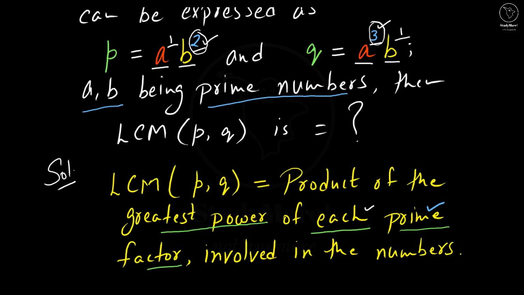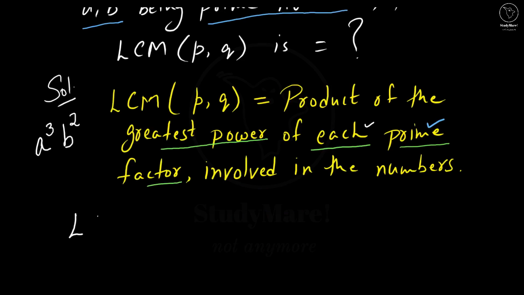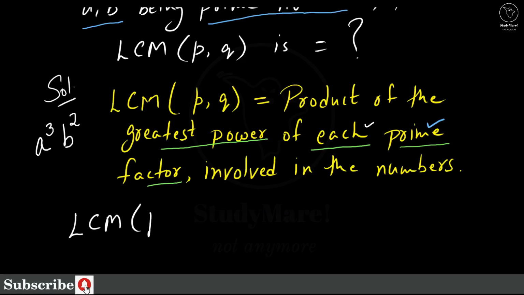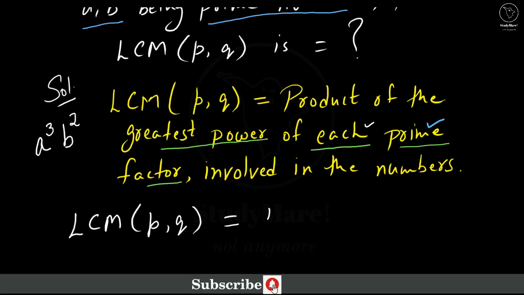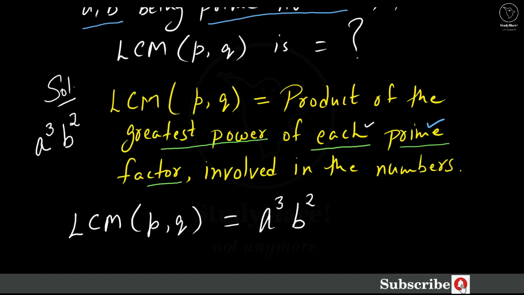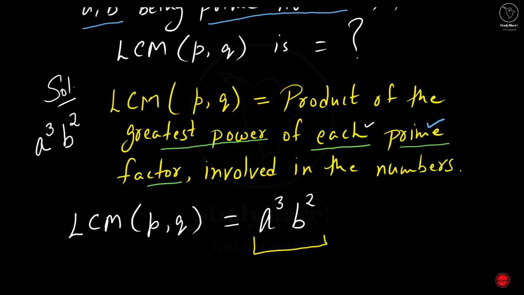Now based on this, from P we take a and the greatest power, that is 3. Next number is b and its greatest power is 2. So we take 2 here, which means the LCM of P and Q here is equal to a³b², and that is our answer, which is the LCM. So you see how easy and simple it was.